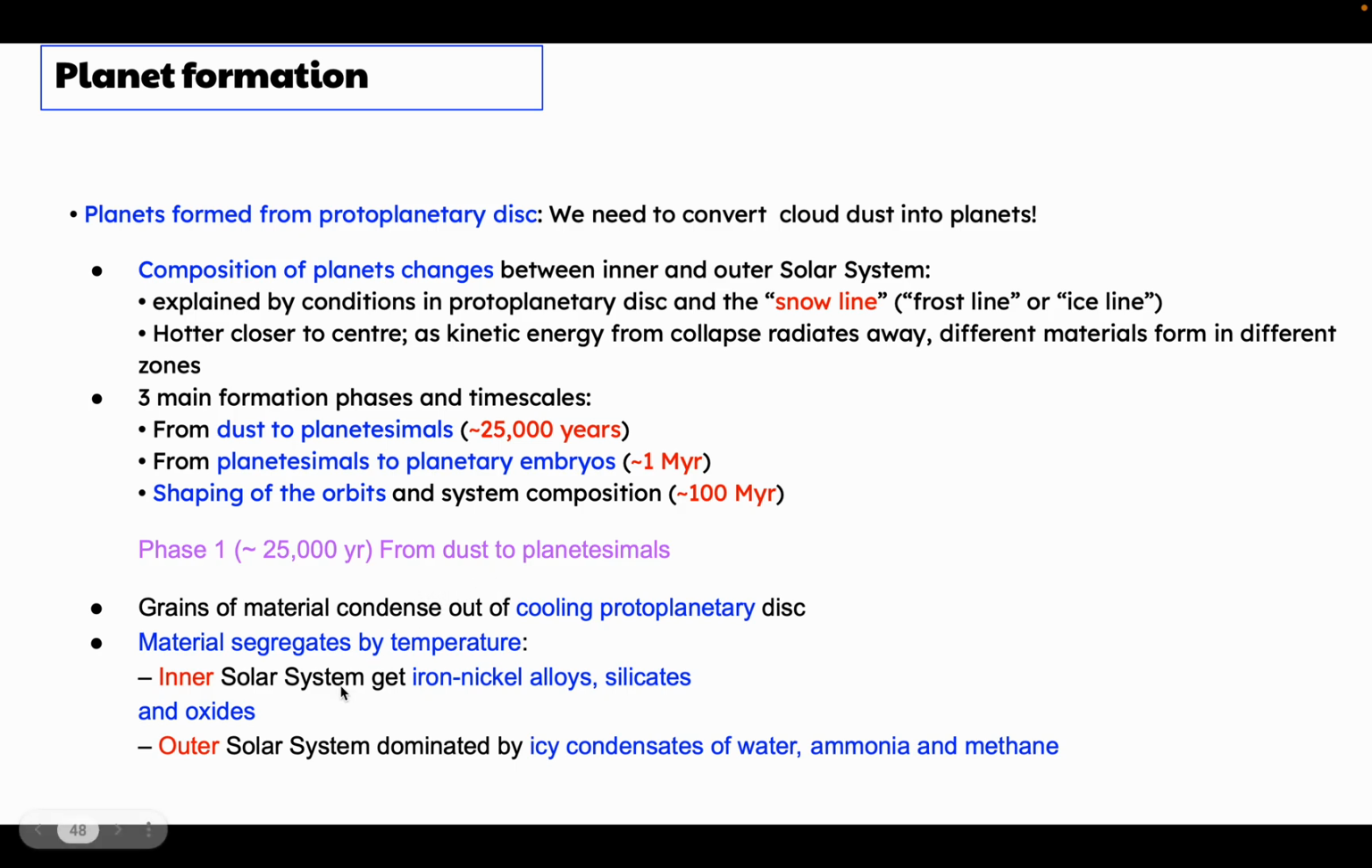In this phase, grains of material condense out of the cooling protoplanetary disk, and this material gets segregated by temperature. The inner solar system gets iron, nickel alloys, silicates, and oxides, and the outer solar system objects are dominated by icy condensates of water, ammonia, and methane.